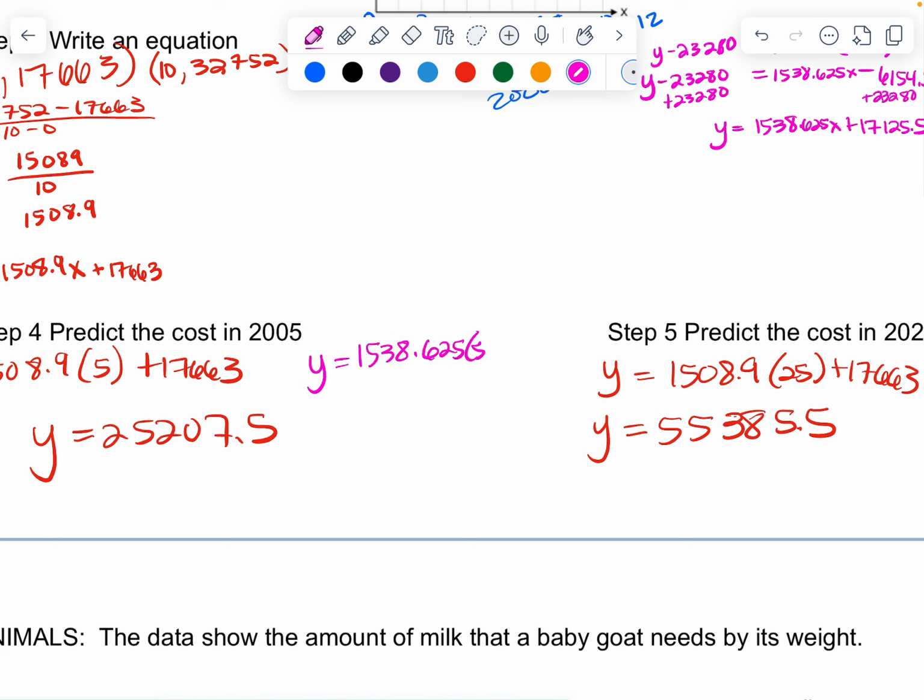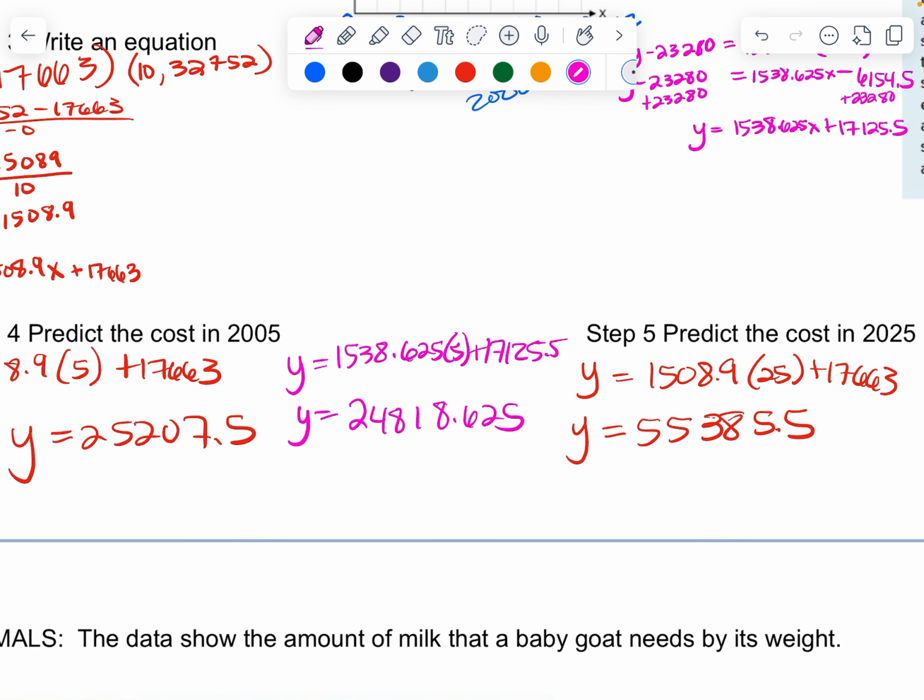1538.625 times 5 plus 17125.5. Oh, I didn't leave myself very much room, did I? That's okay. 1538.625 times 5 plus 17125.5, I would have gotten 24818.625. Okay, so not too far off.